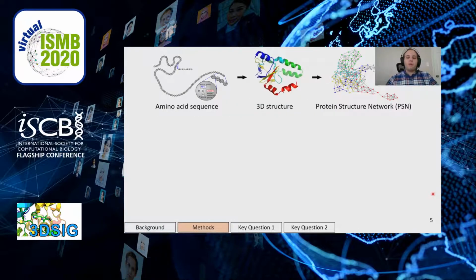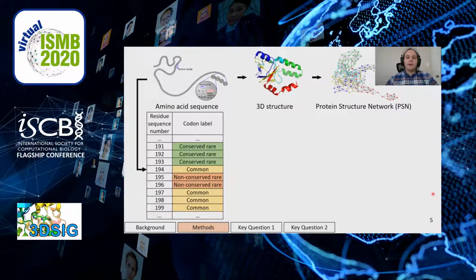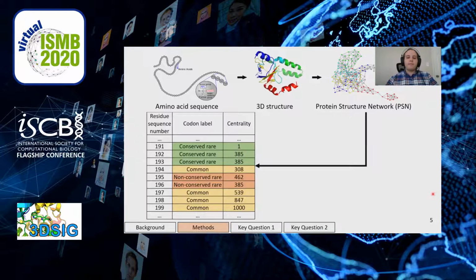To answer our first key question, we needed to know two things. First, we need to know for each codon whether it is conserved rare, non-conserved rare, or common. Then we need some way to compare the positions of codons. To do this, we convert the 3D structure of a protein into a protein structure network, or PSN. In a PSN, a node is a codon, and an edge connects two codons if their corresponding amino acids are close to each other in 3D space. Then we can use graph measures called centralities to compare the positions of codons. We rank codons from most central, in other words, best ranked with a rank of 1, to least central.